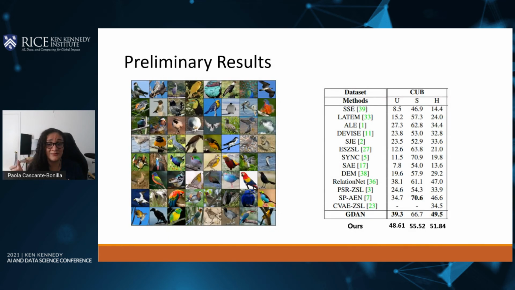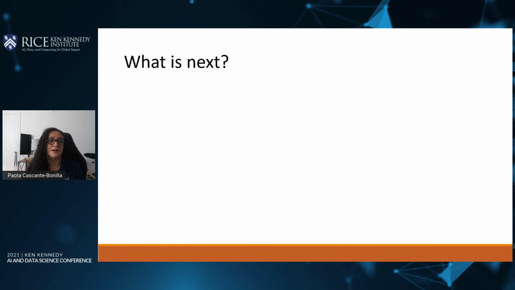So this is in the CUB dataset. This CUB dataset has 200 classes. This is only birds, and using our approach, we get a significant improvement over other generative models. So here you can see that U is for unseen classes. This is at accuracy 48.61. The seen class is 55.52, and the harmonic mean, which is the per class accuracy.